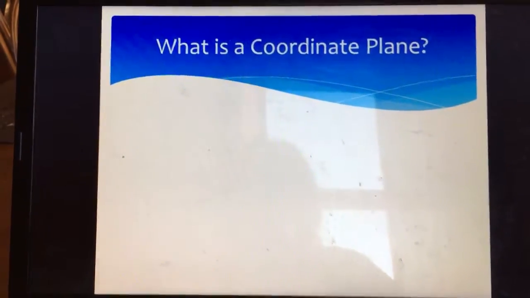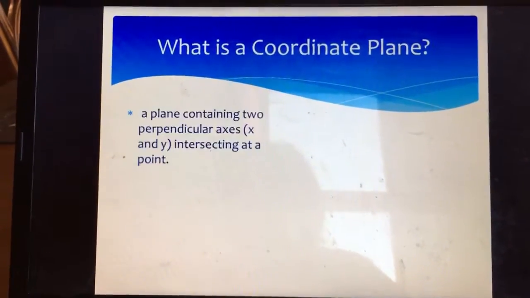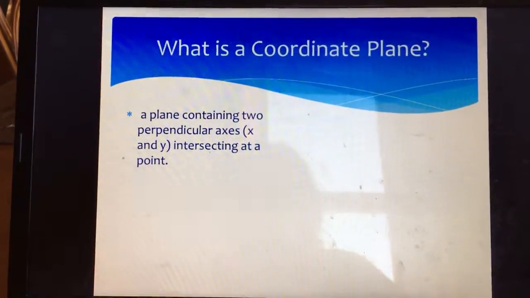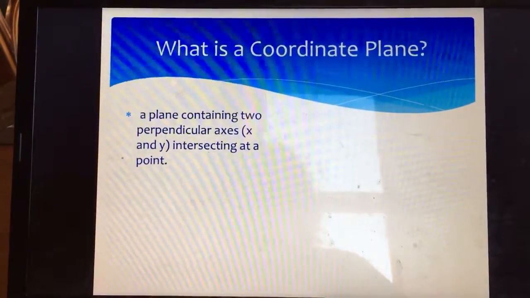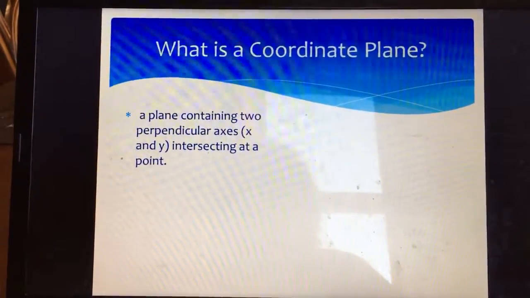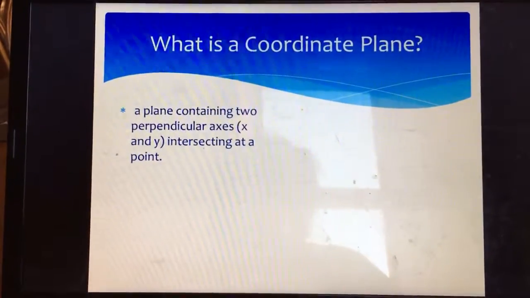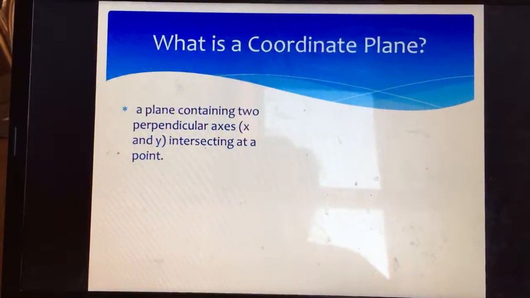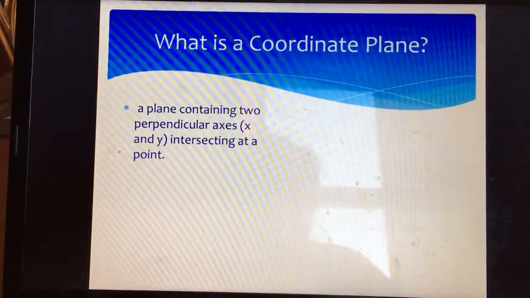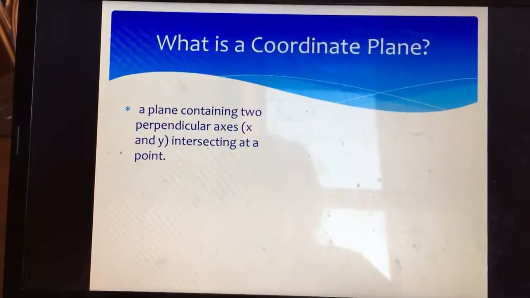So what exactly is a coordinate plane? A plane containing two perpendicular axes, which is an x and y axis, intersecting at a point. And you will need to be writing this down in your notebook to keep up for your review sessions later on in the unit.